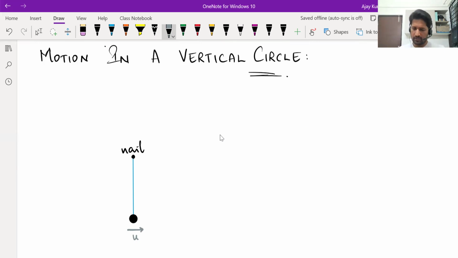So if you give it a small velocity, it can swing forward a little bit like this and come back, and it will keep swinging back and forth. That is what happens if you give it a little bit of velocity.